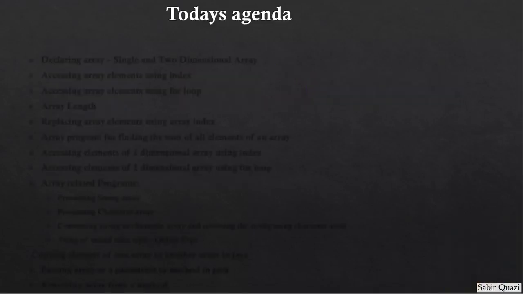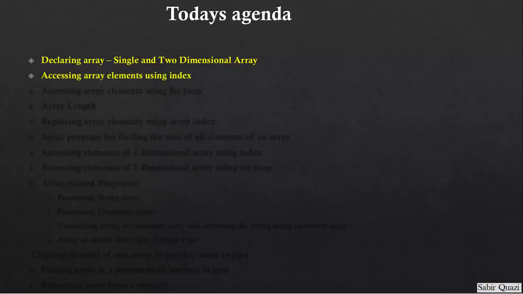So today's agenda for this tutorial is declaring an array, both single and two-dimensional arrays. Then we will see how to access the elements of an array using the index, because we all know array elements are stored in index form. Then we will see how we can access array elements using the for loop. This is the most important one, because many times people get confused about how to access array elements using the for loop.